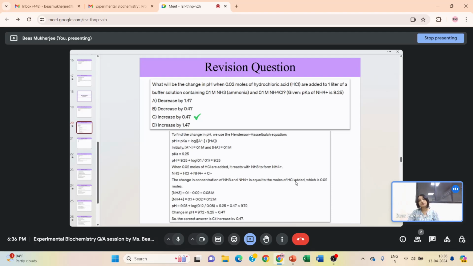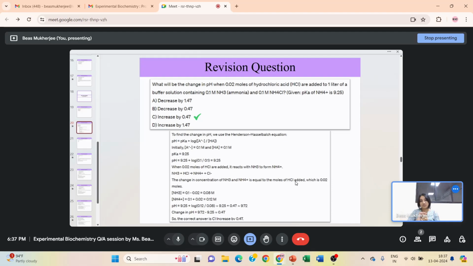Now what is the concentration of NH4+? The concentration of NH4+ is again 0.1 plus 0.02, because if you see this reaction, NH3 plus HCl gives NH4+ and Cl minus. NH4+ is getting formed because of NH3 and HCl, right? And that is why the concentration gets added, and we get 0.12 molar NH4+.